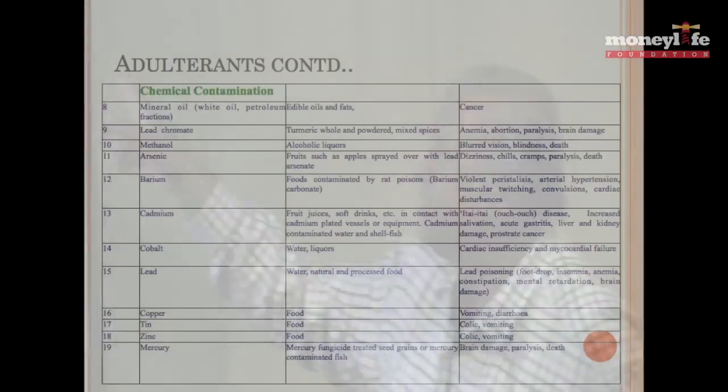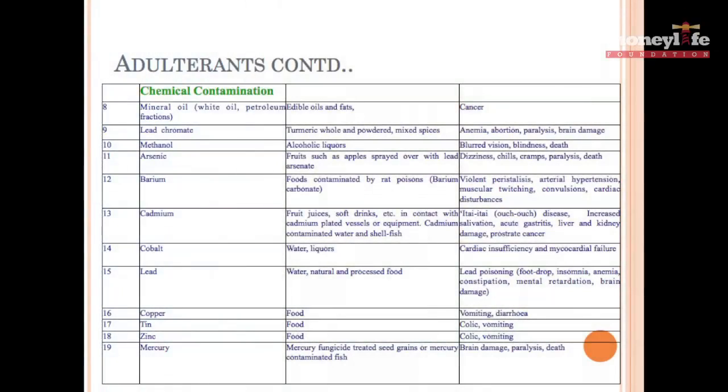I would say that what they normally do is they have this ammonium chloride added and then they coat the thing with the tin. So tinning process is that, and that tin can contain cadmium. Otherwise nobody does cadmium plating in food vessels. So this will give you the itching disease, increased salivation, acute gastritis, liver and kidney damage, prostate cancer, etc.